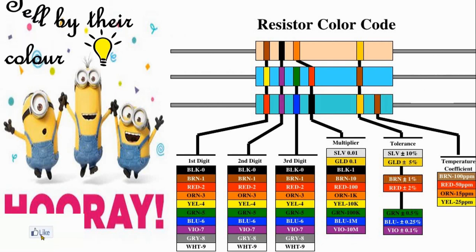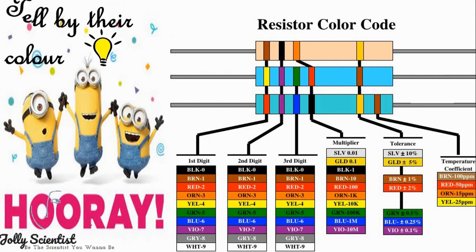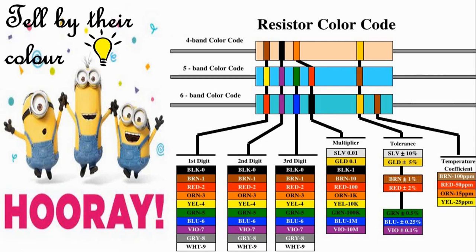For resistors that have 4 colors on them, we use the 4-band color code system, while for resistors that have 5 colors on them, we use a 5-band color code system. And the 6-band color codes are for resistors that have 6 colors on them.